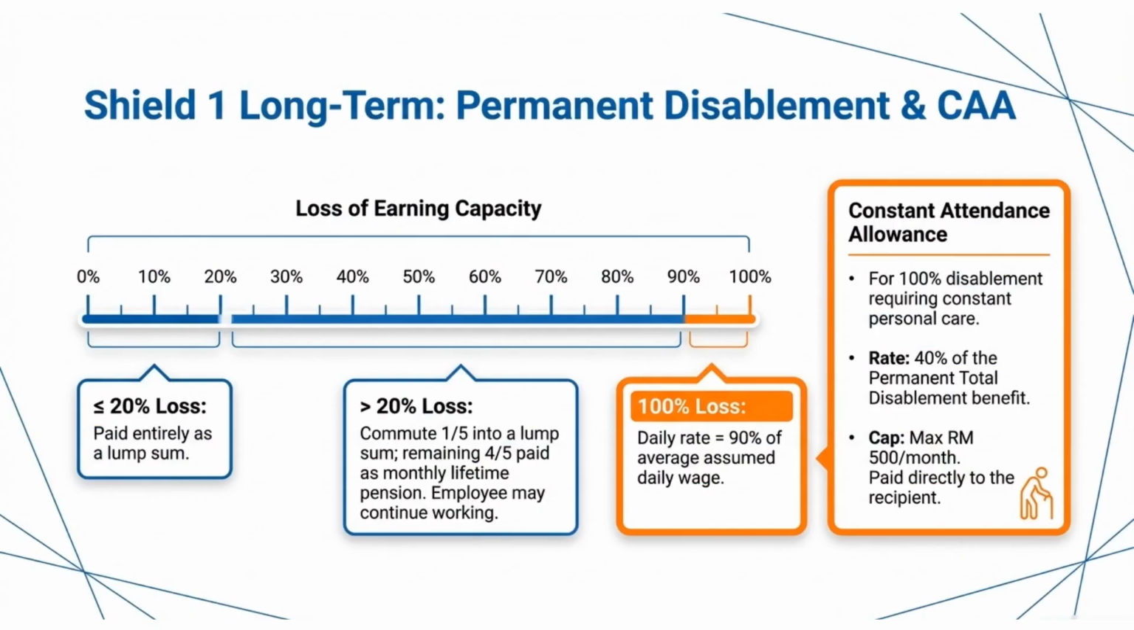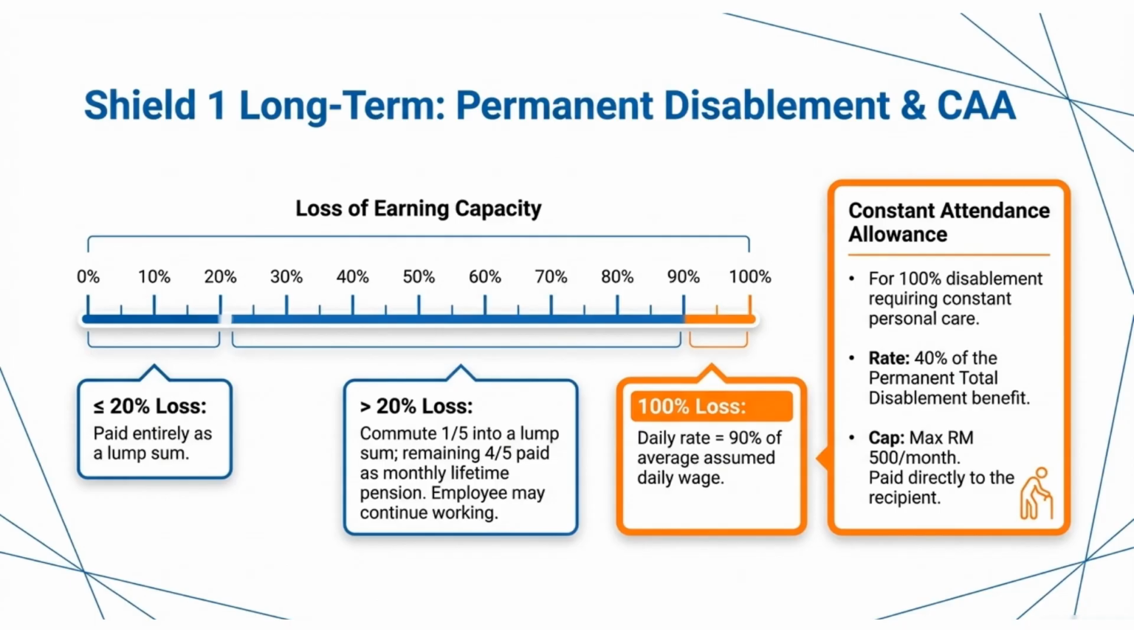Permanent disablement benefit is payable when a medical board or appellate medical board certifies permanent disablement resulting from an employment injury. The benefit structure varies based on the assessed percentage of loss of earning capacity. If the permanent disablement is assessed at 100%, the daily rate is 90% of the average assumed daily wage, subject to a minimum of RM 10.00 per day. If assessed at 20% or less, the employee can claim the entire benefit as a lump sum. If the assessment exceeds 20%, the employee has the option to commute 1/5 of the daily rate into a lump sum, while the remaining 4/5 is paid as a monthly pension for life. Importantly, the employee may continue to work while receiving the permanent disablement benefit.